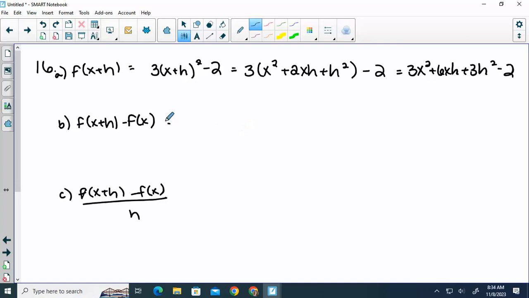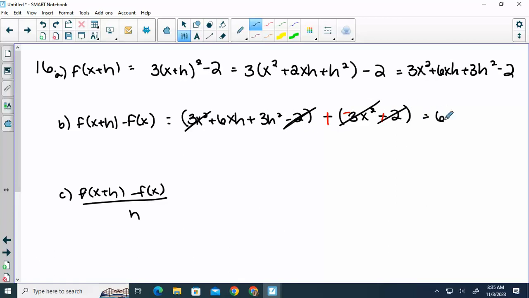Alright. B, f of x plus h, so that's the answer we just got. Minus f of x, that's the original, which was 3x squared minus 2. So we have to distribute that negative. So 3x squared and negative 3x squared cancel, 2 and negative 2 cancel. And we get 6xh plus 3h squared.